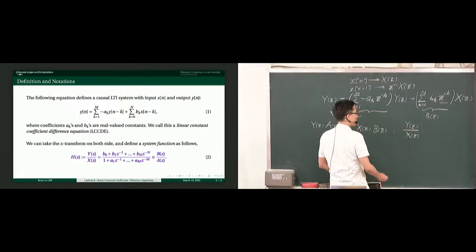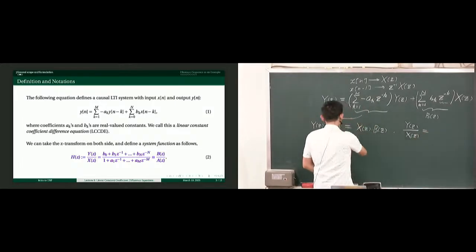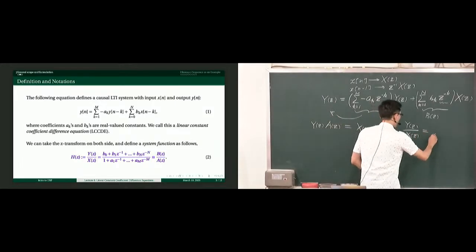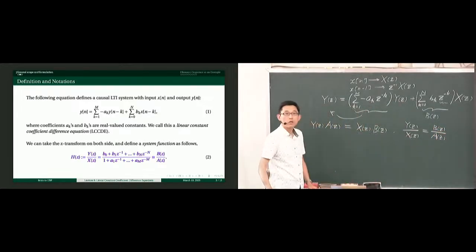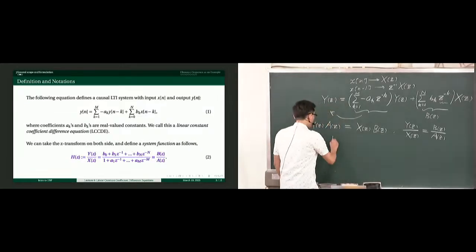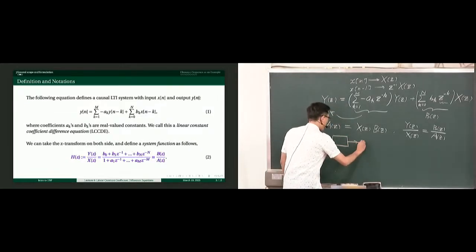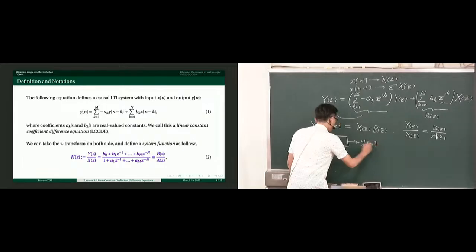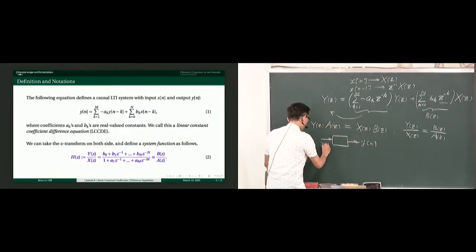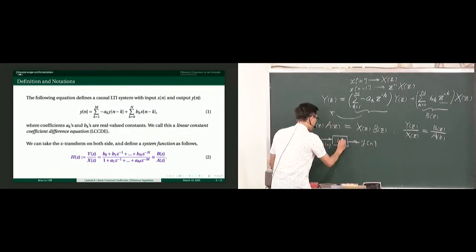Yz divided by xz equals, a goes here, b goes on the top. Okay, bz divided by az, where both of them are polynomials of z inverse. So far, so good? But remember that y, what is y? Y is the output of our system, the output that our system produces while receiving the input x, right? And this is an LTI.